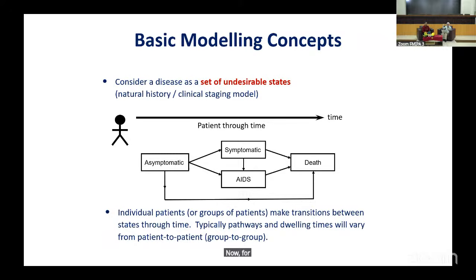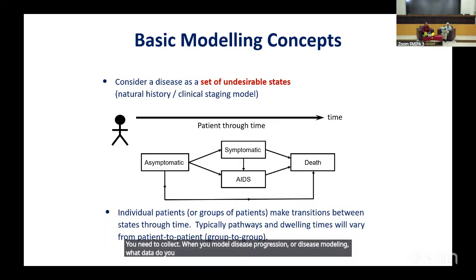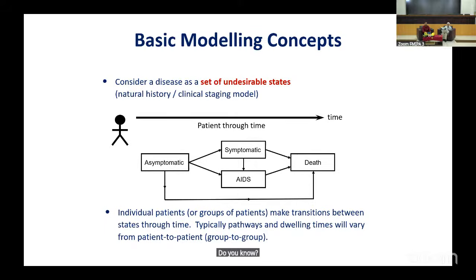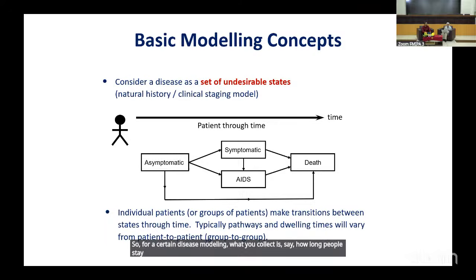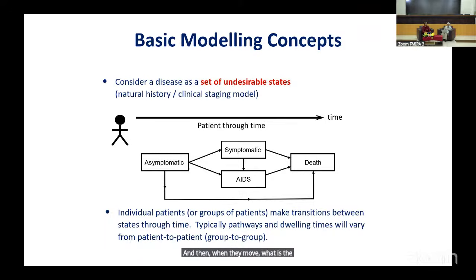Now, for the data scientist, what typical data do you think you need to collect when you model disease progression or do disease modeling? Do you know? For a certain disease model, what you collect is how long people stay in a certain condition. And then when they move, what is the proportion that move from mild to severe or mild to moderate, and so on. And that's only part of the data you collect.